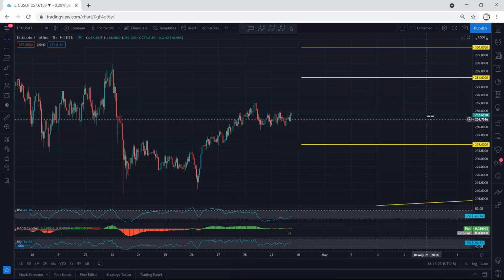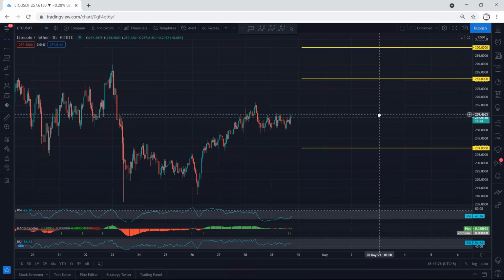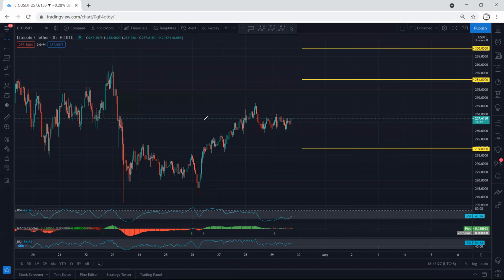LTC, we start with 1 hour chart. Just want to give a quick update. If you refer to our analysis in my last video, since the price was within this move, we mentioned the move is really corrective and we can expect the price to drop, and this is what we get.